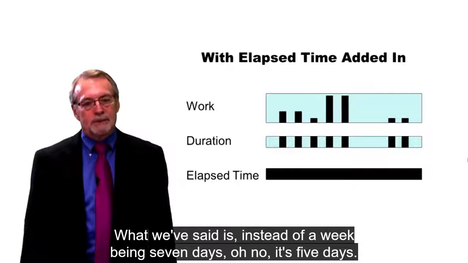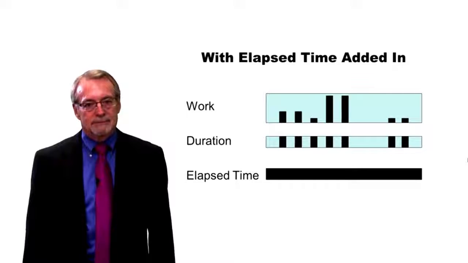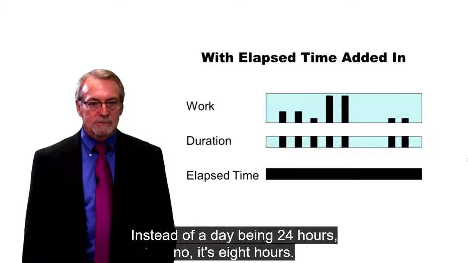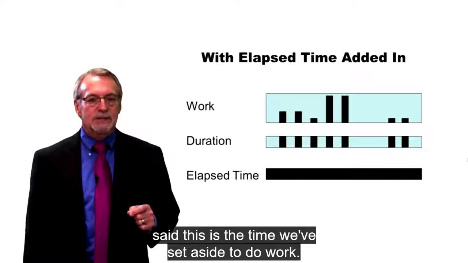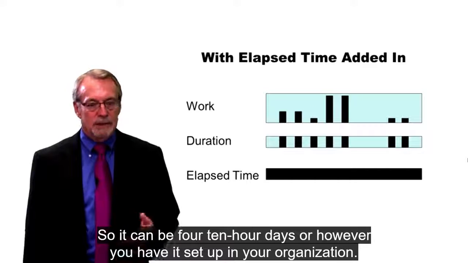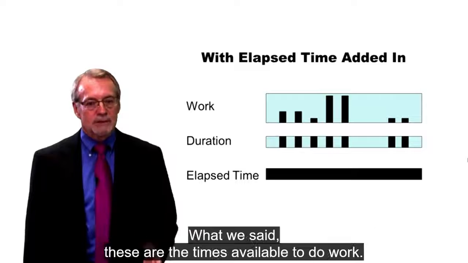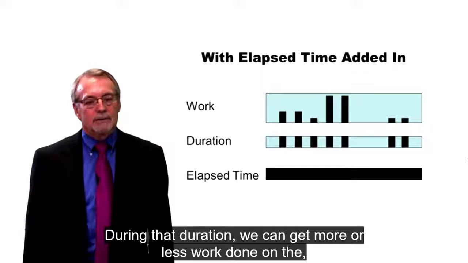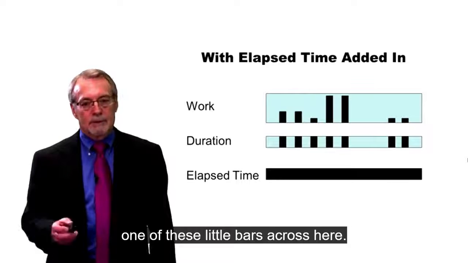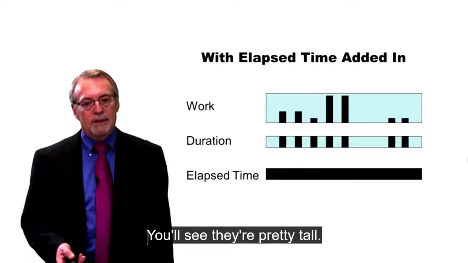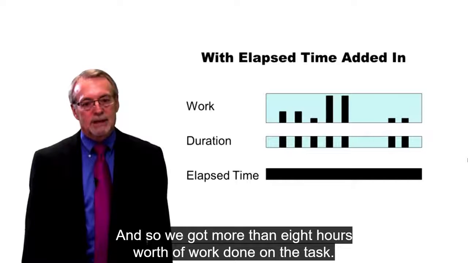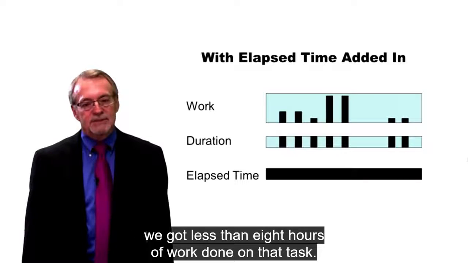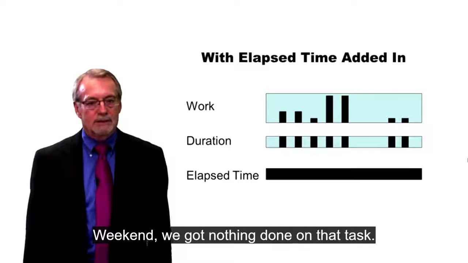What we've said is, instead of a week being 7 days, oh no, it's 5 days. Instead of a day being 24 hours, no, it's 8 hours. We've converted elapsed time into duration time and said this is the time we've set aside to do work. So it could be for 10-hour days or however you have it set up in your organization. But we said these are the times available to do work. During that duration, we can get more or less work done. On one of these little bars across here, you'll see they're pretty tall. That means that on Thursday and Friday, we had some people working, and so we got more than 8 hours worth of work done on the task. On Wednesday that 1 week, we got less than 8 hours work done on that task. Weekend, got nothing done on the task.